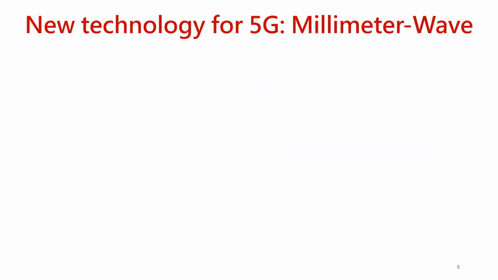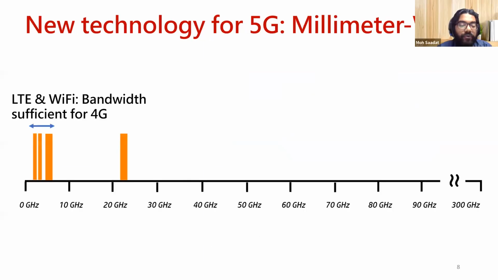If you look at our current microwave spectrums, namely the LTE and Wi-Fi bands at 2.4 and 5 GHz and such, this is how much we have in terms of bandwidth. This supports sufficient throughputs for 4G networks, but not so for 5G.